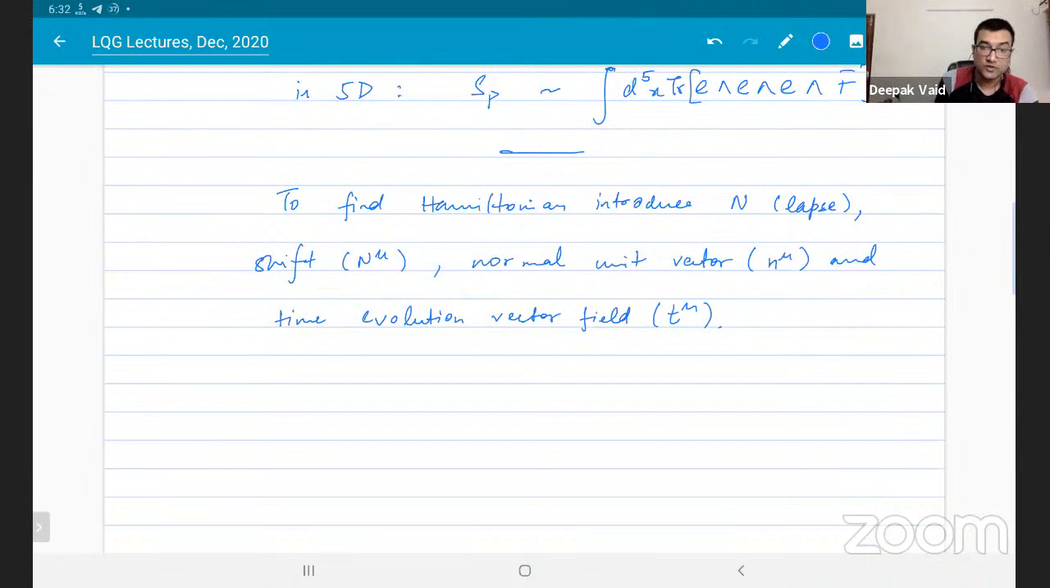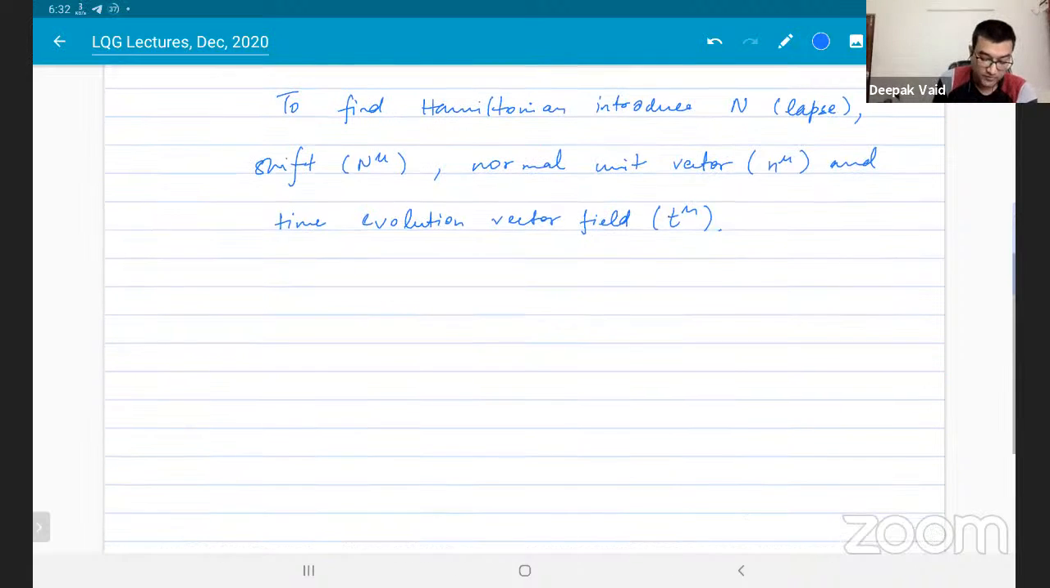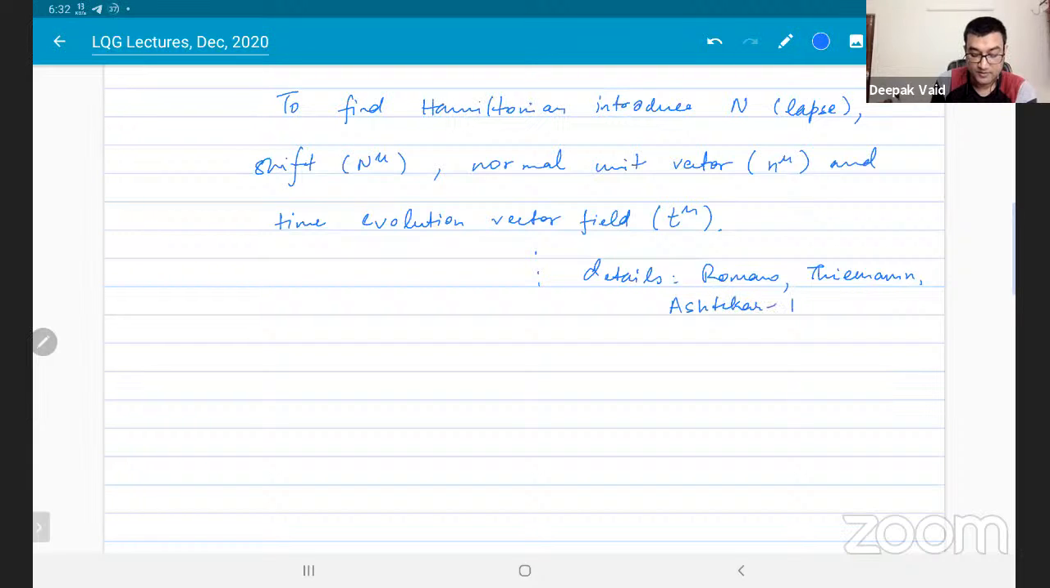Okay, so in order to perform the splitting, we can write down, let's see. Well, I won't go into the details of the splitting, okay, because that becomes a little bit involved. So you can find the details in, for example, Romano, or you can find them in Thiemann, or you can find them in Ashtekar Lewandowski.